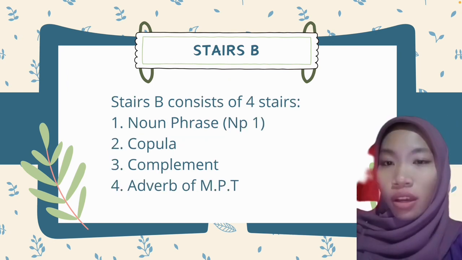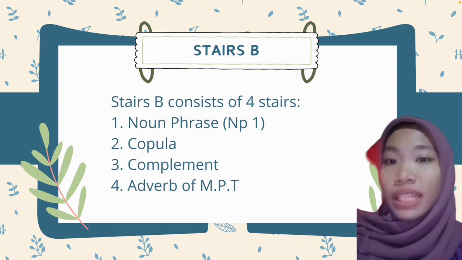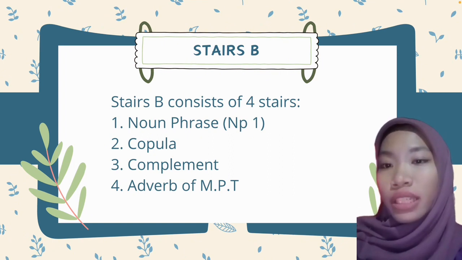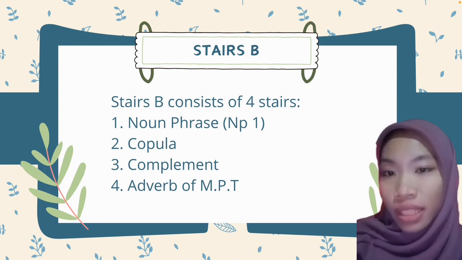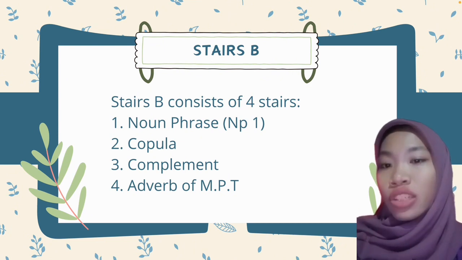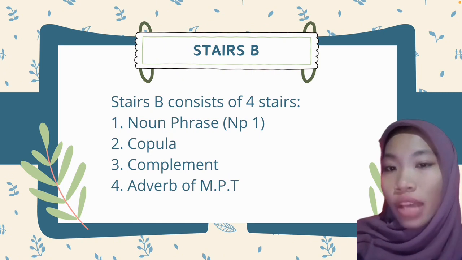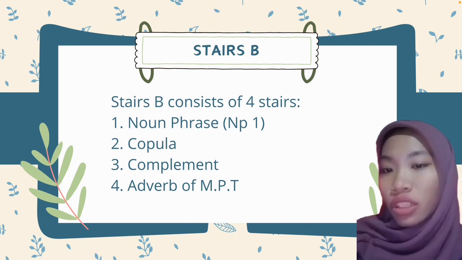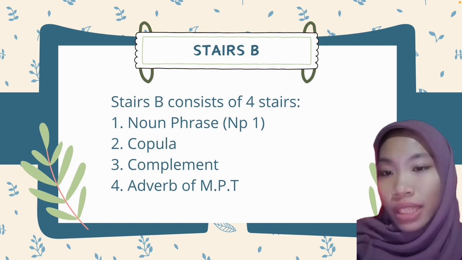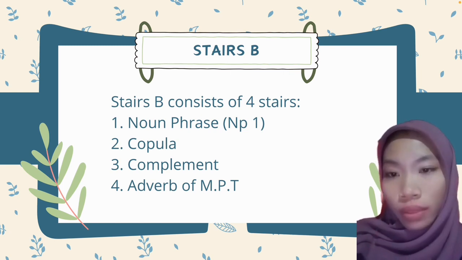It consists of 4 stairs. First is noun phrase 1. This section is occupied by the subject at the beginning of the sentence, which is divided into two: singular nouns, she, he, it, and plural nouns, I, you, we, they. Second is copula. Copula is a connector word like is, are, am, was, and were.